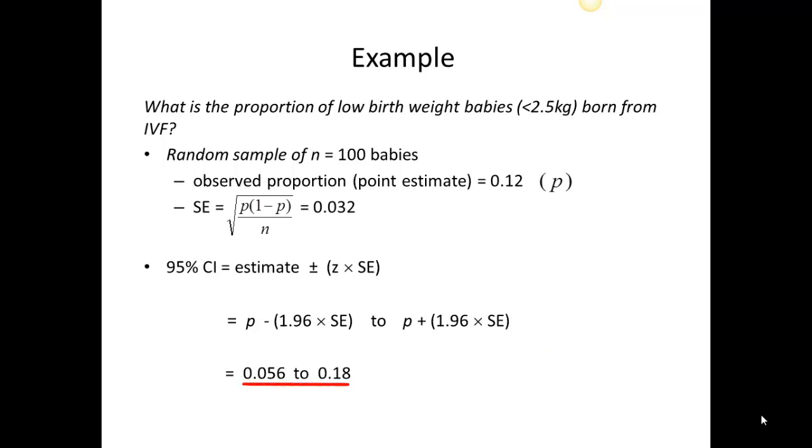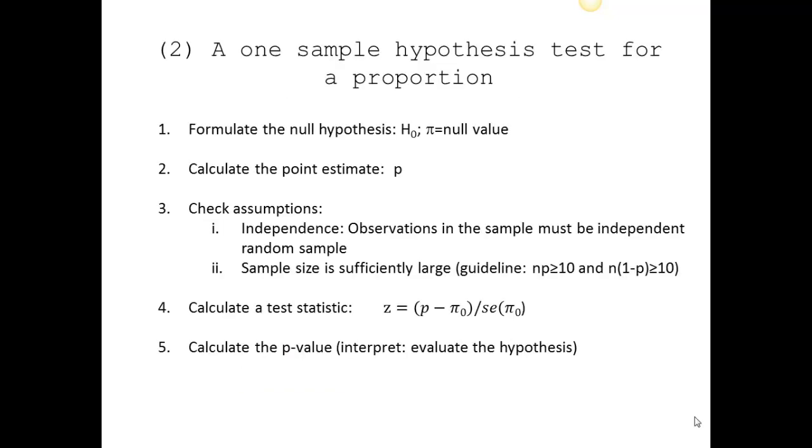So how can we interpret that? Well, we can say we're 95% confident that the true proportion of low birth weight babies born to mothers that have undergone IVF lies somewhere between 0.056 and 0.18, or 5.6 and 18%. We can also do a one-sample hypothesis test for a proportion using normal theory too. And to do that, we go through the following steps.